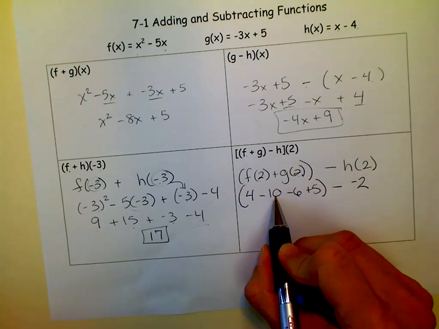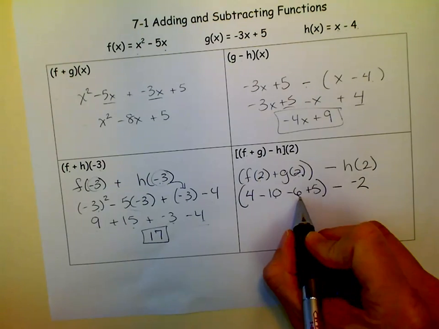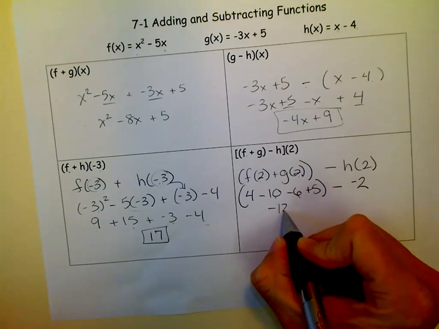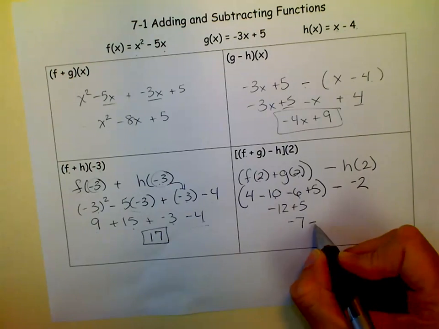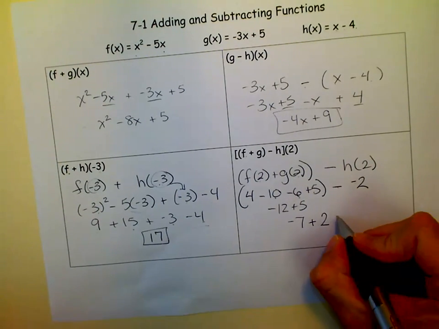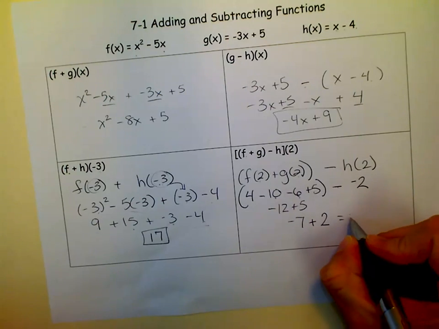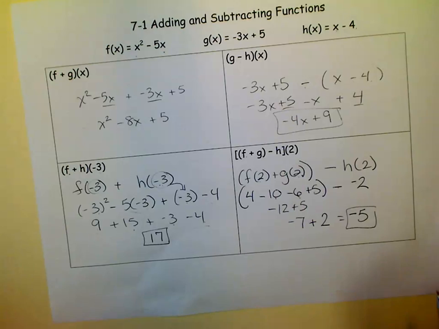4 minus 10 is negative 6. Negative 6 minus 6 is negative 12. So now I have a negative 12 plus 5, that's a negative 7. And I'm going to minus a negative 2. So I'm going to actually add 2, and negative 7 plus 2 is negative 5. And that is how you add and subtract functions.